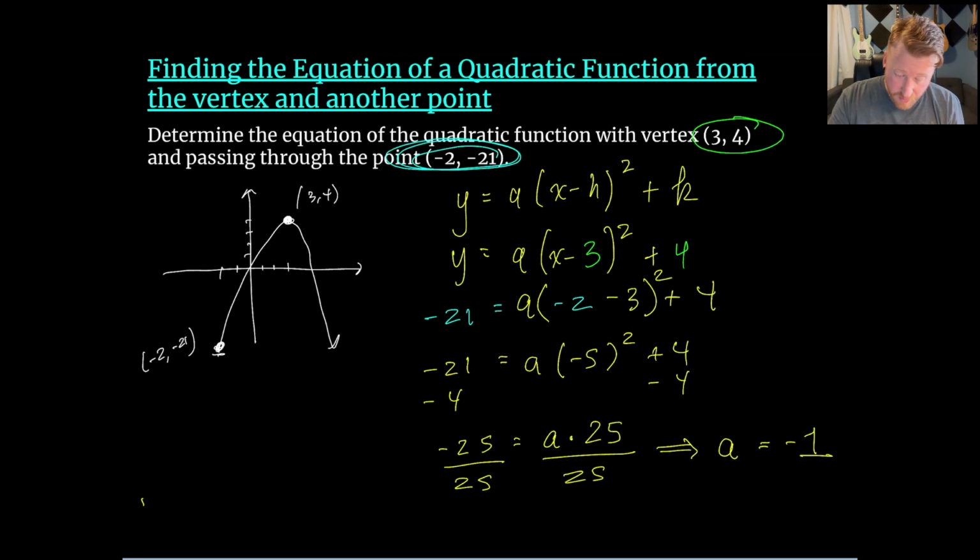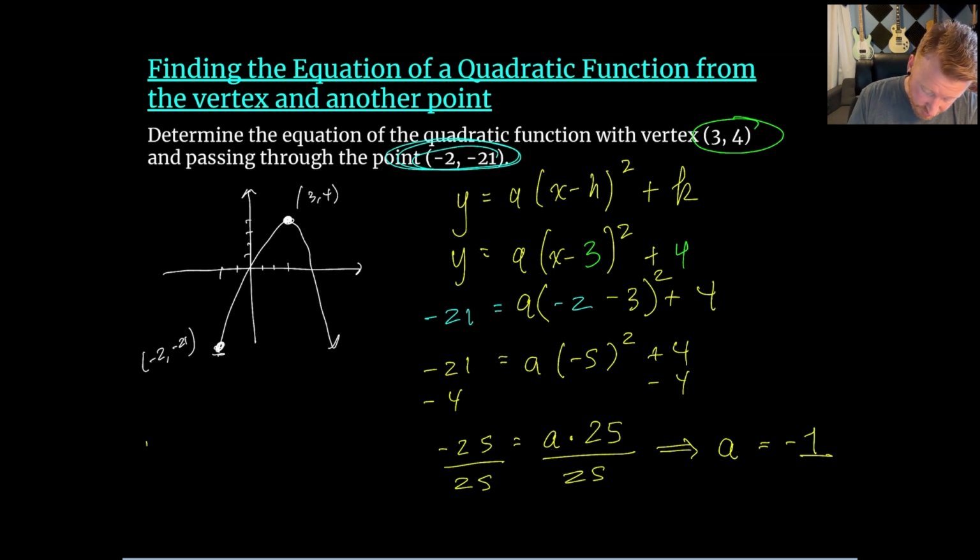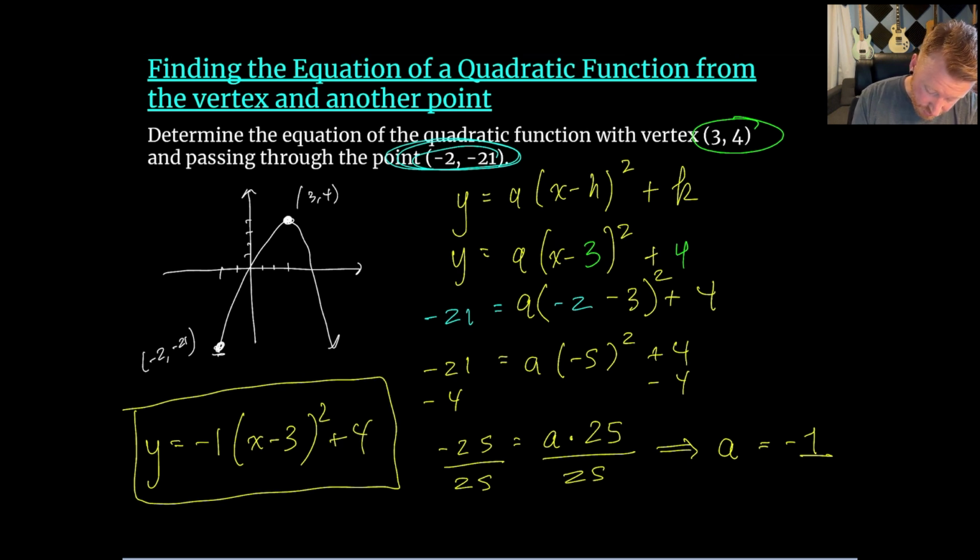So now I know all of the pieces of the equation here. And if I want to write this out, now I know what a is. What I'll get is y is equal to -1 times x minus 3, all being squared, plus 4. So there we go. We were given the vertex and some other point, and we can use those step by step to solve for a and get the entire equation here.